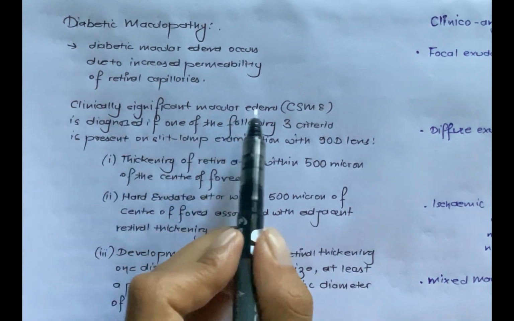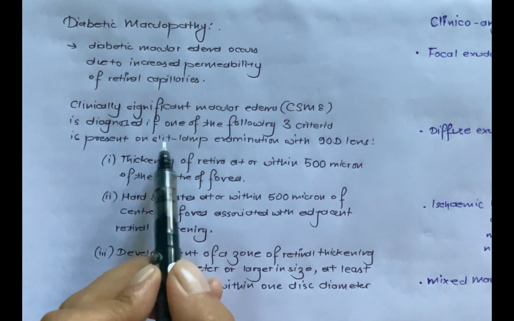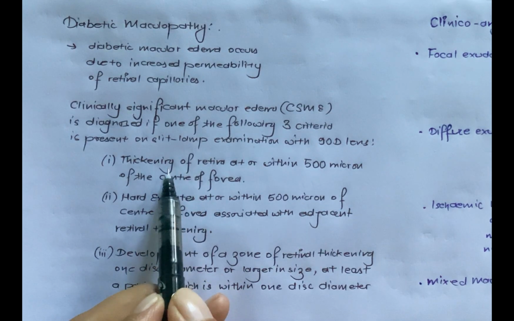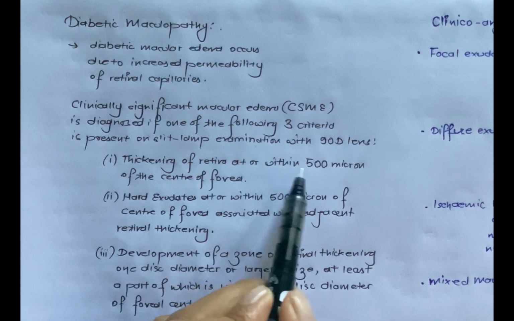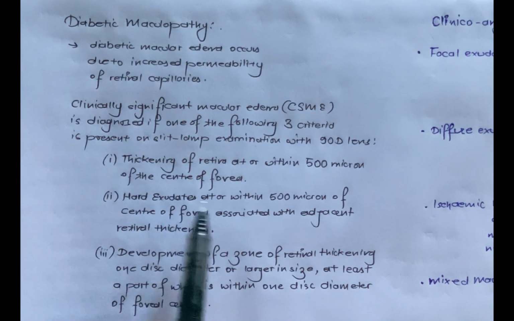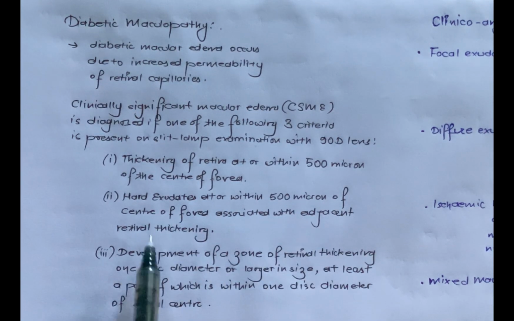Clinically significant macular edema is diagnosed if one of the following three criteria is present on slit lamp examination with 90 diopter lens. And the criteria are: if there is thickening of retina at or within 500 micron of the center of fovea, if there is presence of hard exudates at or within 500 micron of center of fovea associated with adjacent retinal thickening, and if there is development of a zone of retinal thickening 1 disc diameter or larger in size, at least a part of which is within 1 disc diameter of foveal center.